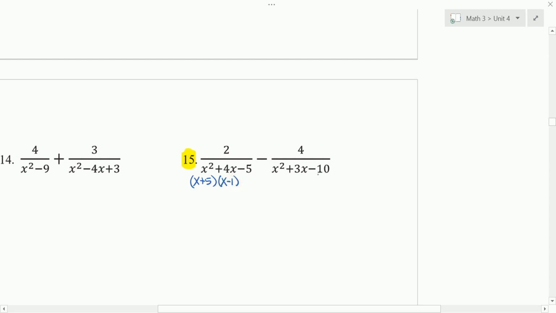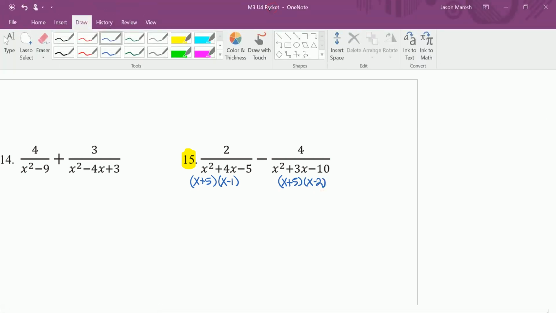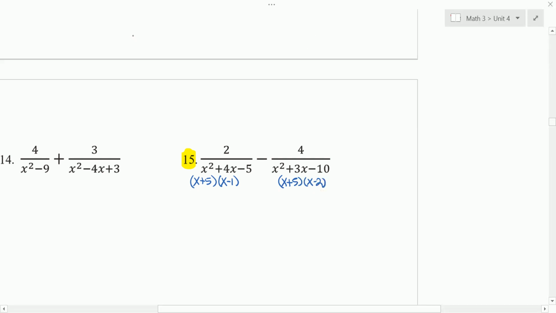And the next one, two numbers that multiply to negative 10 and add to 3. x plus 5 times x minus 2. So both denominators have a factor of x plus 5. The left side does not have an x minus 2, so we need that. So multiply top and bottom on the left side by x minus 2. And the right side doesn't have an x minus 1. So multiply top and bottom of the right side by x minus 1.